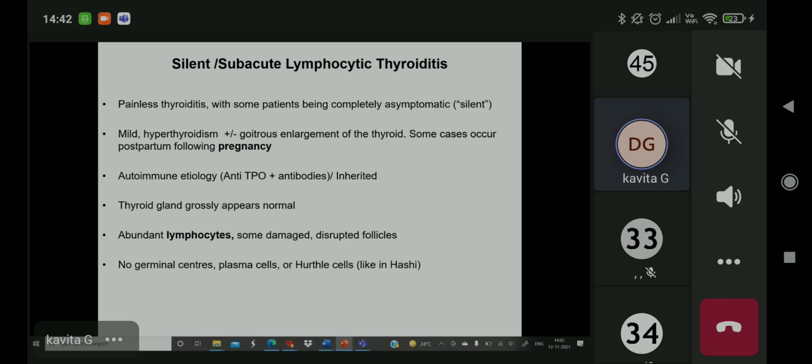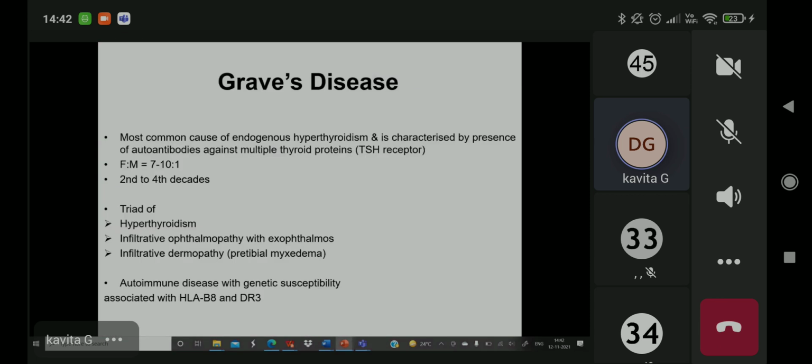This is beyond your Graves' disease. This is important. It's the most common cause of endogenous hyperthyroidism, an overactive thyroid, characterized by presence of autoantibodies against the TSH receptor. This is the main problem in Graves' disease. There are antibodies against this TSH receptor. So you have females, again, female to male ratio. This one is more common in women, but not too much. It's like 7 to 10 is to 1.